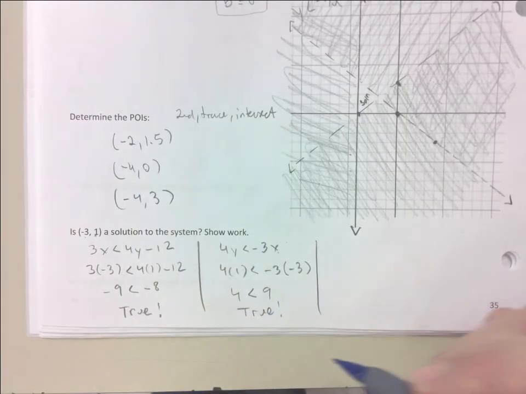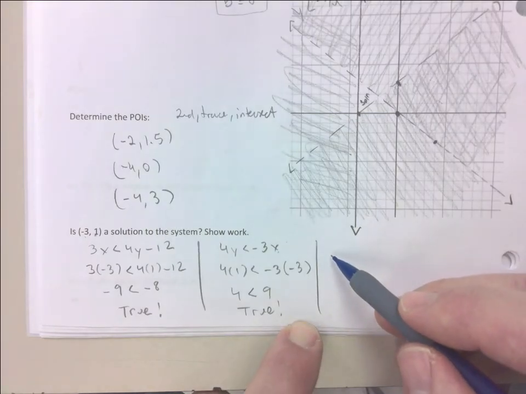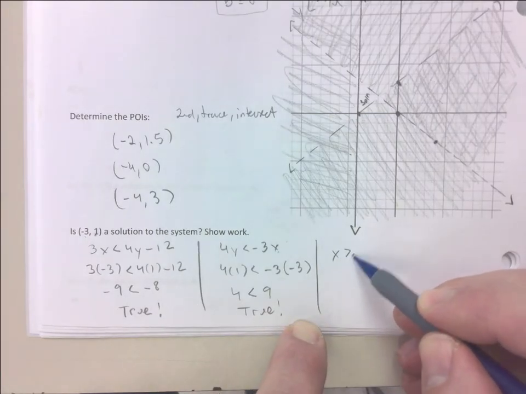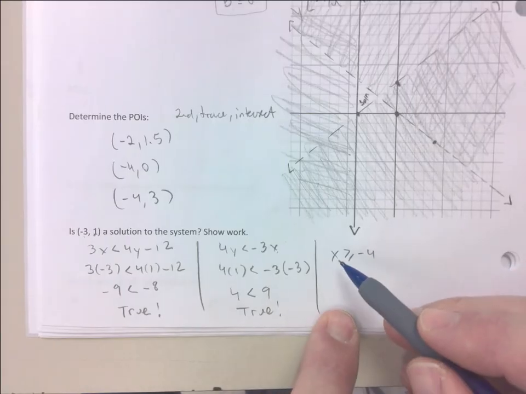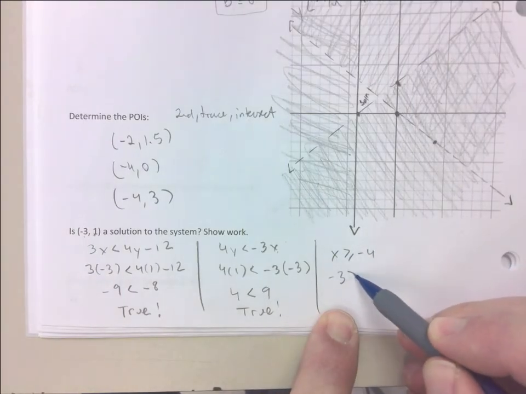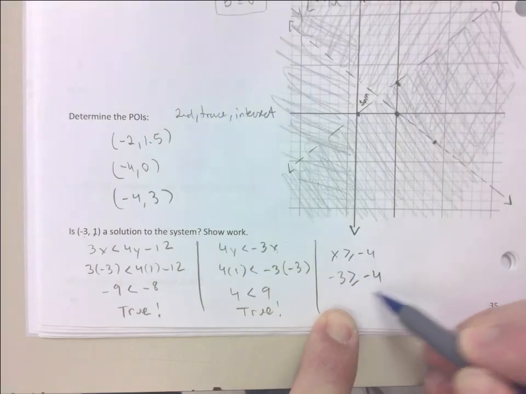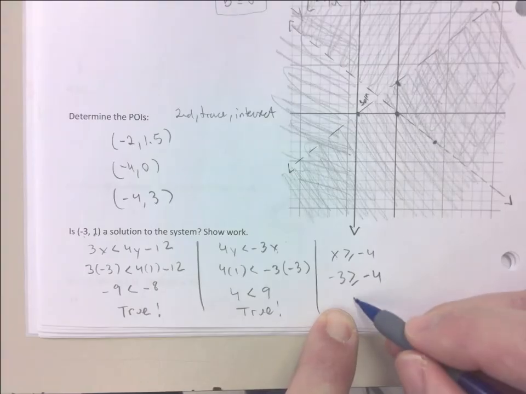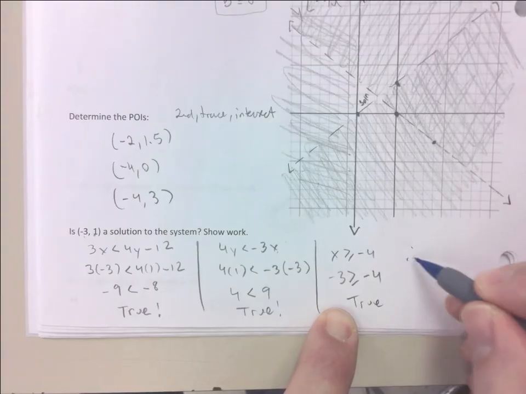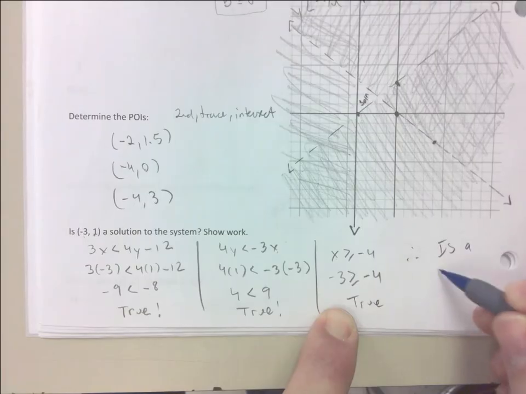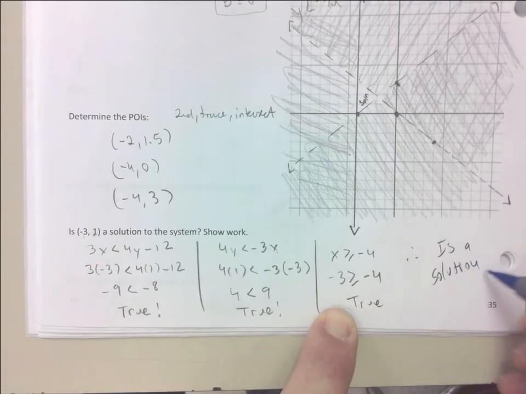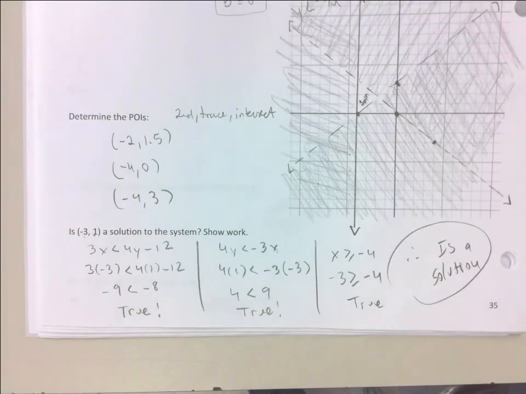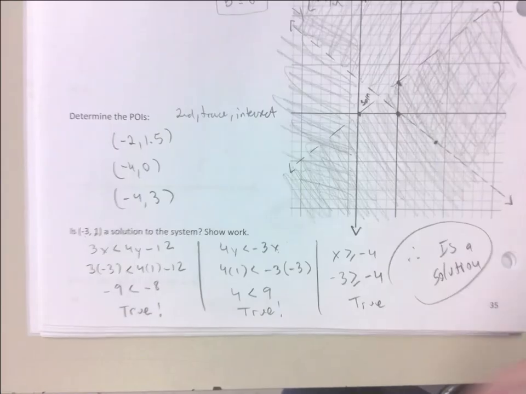Keep checking. That last inequality is x greater than or equal to negative 4. You plug in x. Is this true? We're good. Therefore, it is a solution. If everything checks out, if all of them are true when you plug in that point, you are good to go.